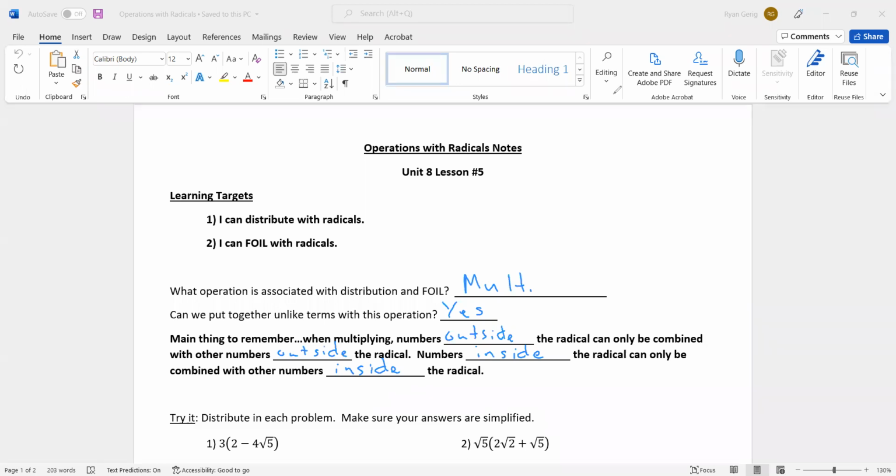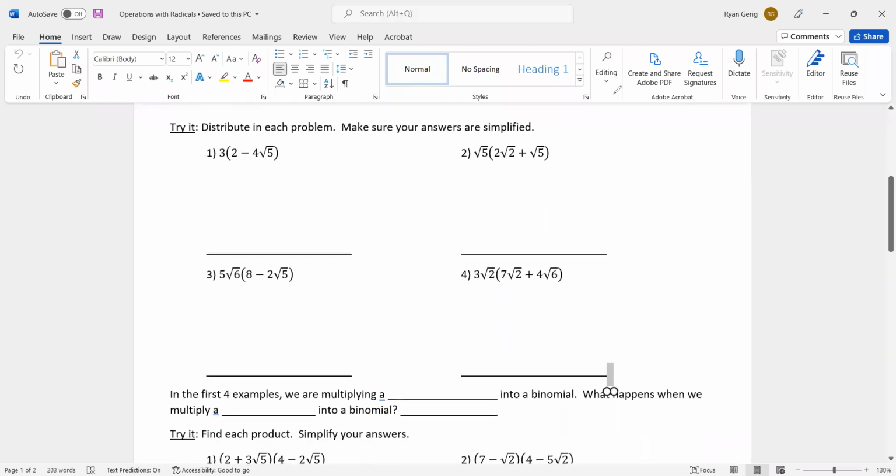Okay, distributing is not too difficult as long as you remember what I just said with the outside with outside, inside with inside. And when you do this, make sure you understand what I mean by outside and inside. Like 3 right here, that's outside the radical. It's outside the parentheses, but it's definitely outside the radical. There's no radical there to be inside the radical.